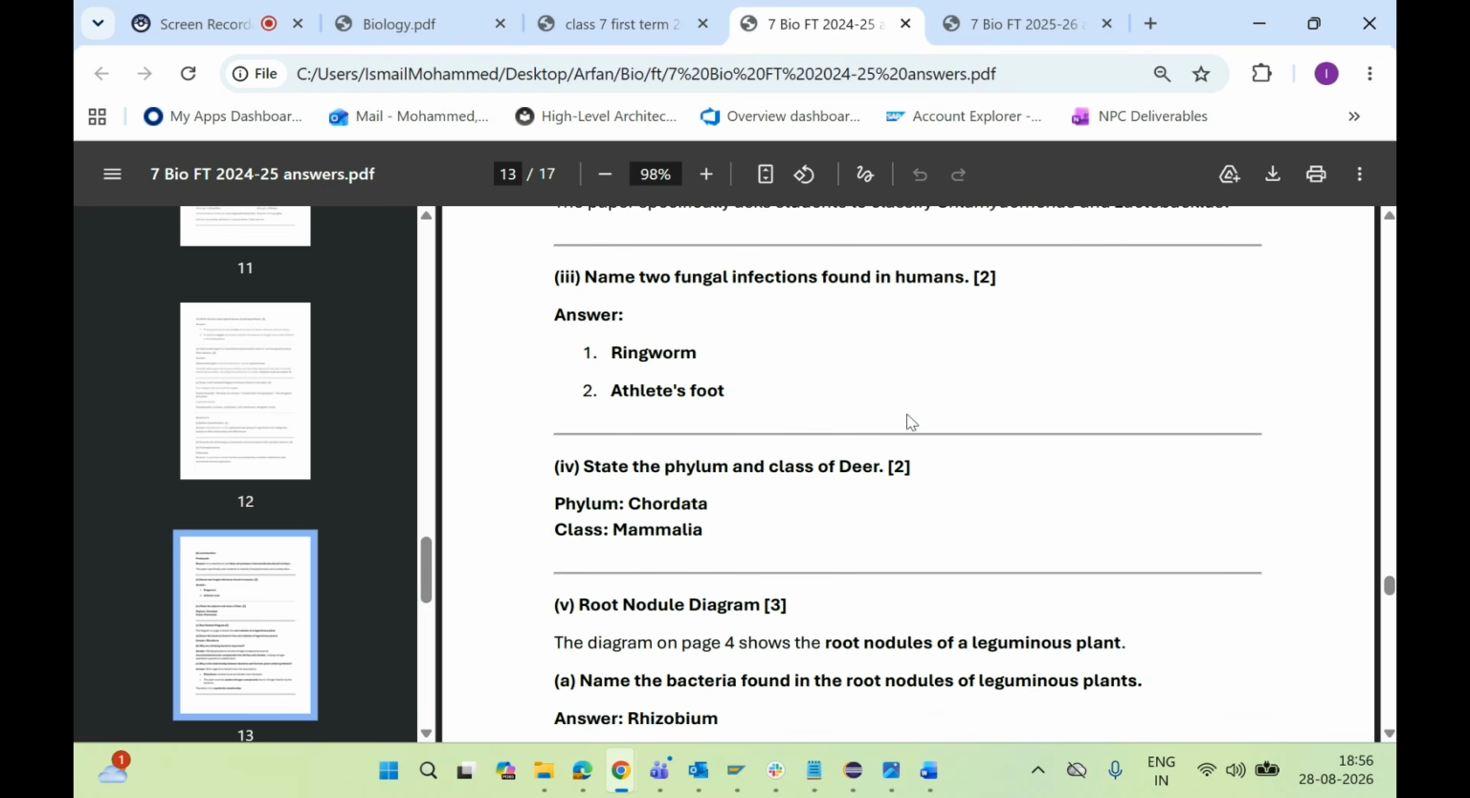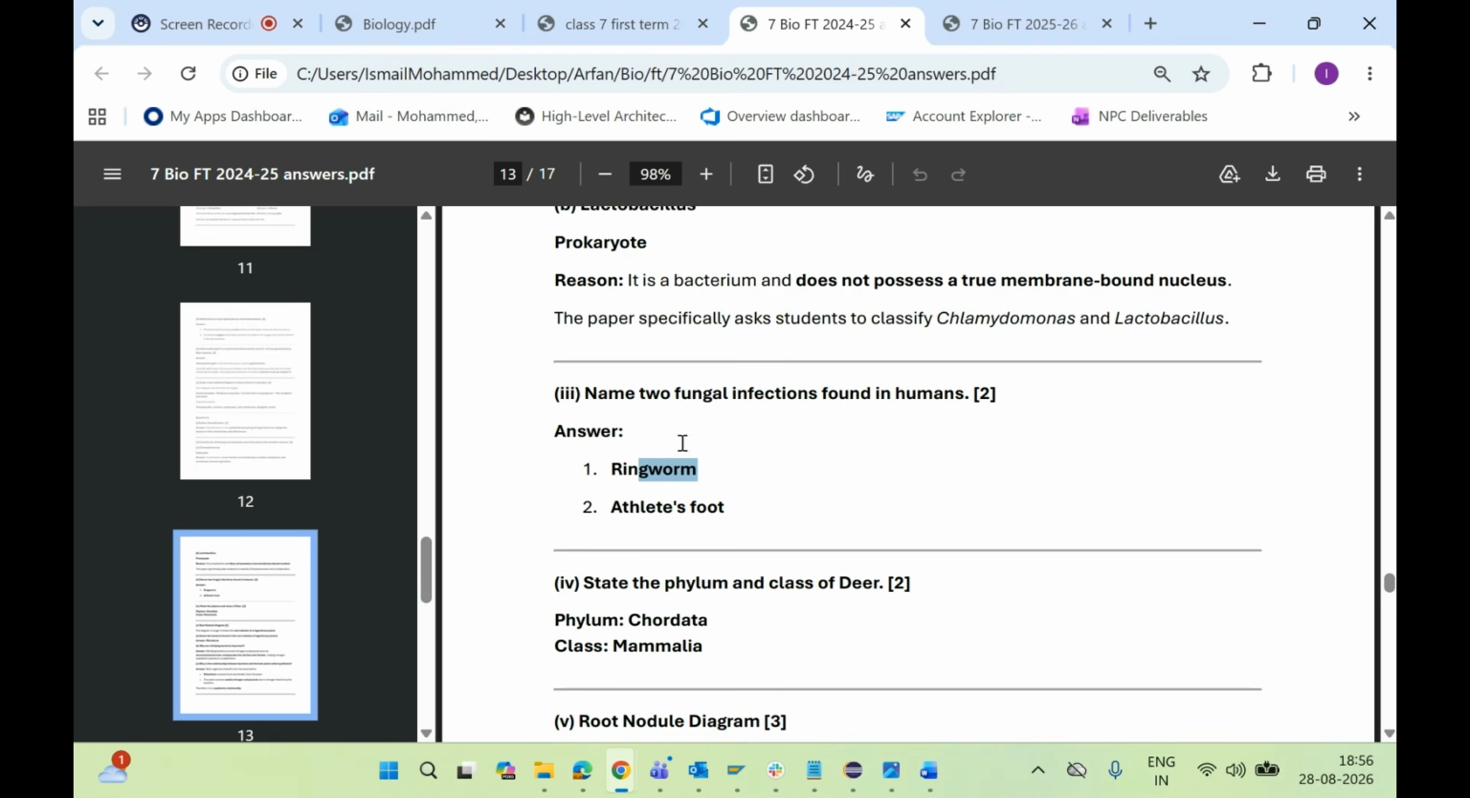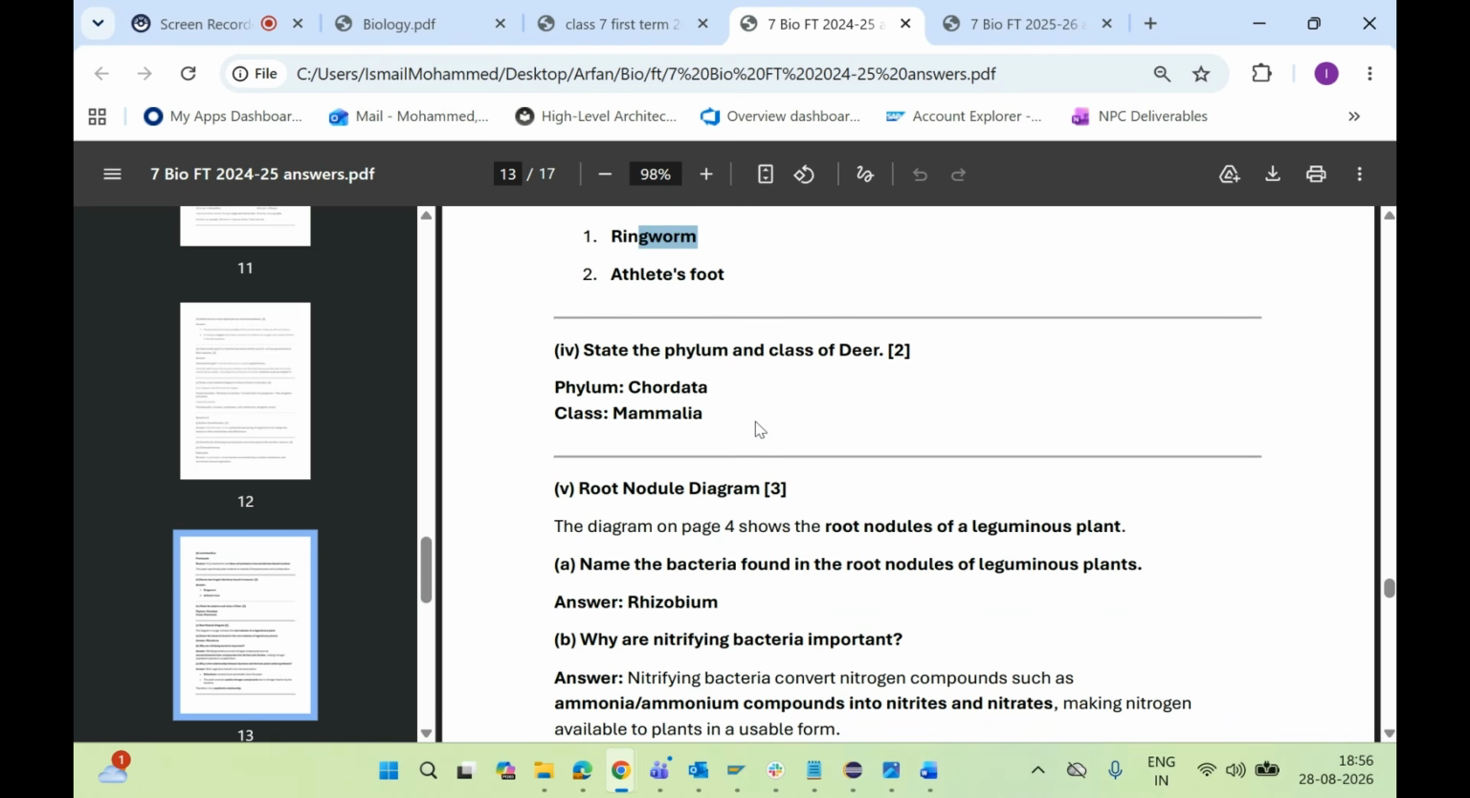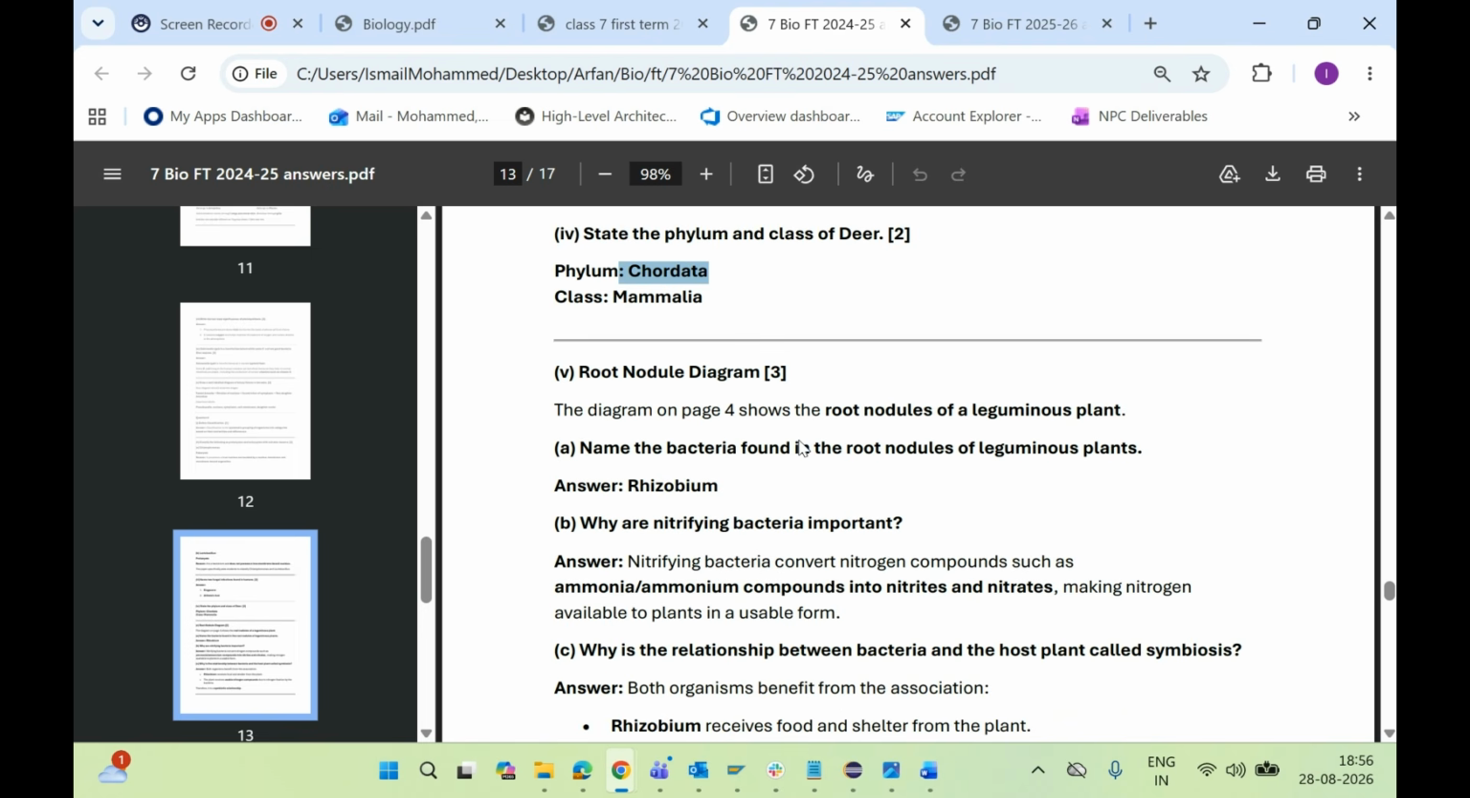Next, two fungal infections in humans. You have athlete's foot and ringworm. Okay, so you can see the textbook. These are two infections. These are the harmful fungi. Okay, state the phylum and class of deer. So class basically is Mammalia, means it produces live young ones, and the phylum, which is the subclass of the kingdom, it belongs to Chordata.